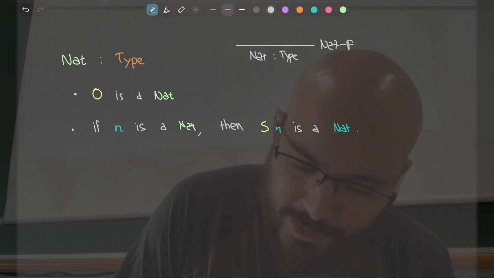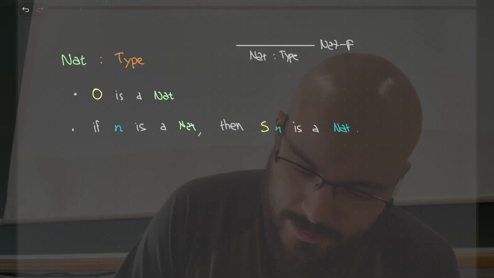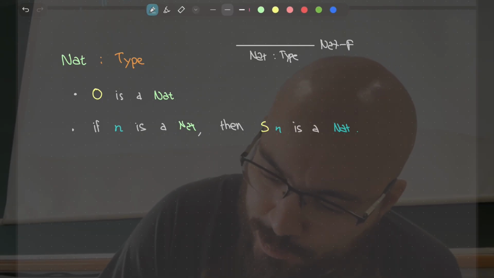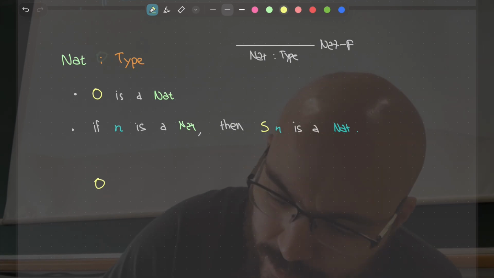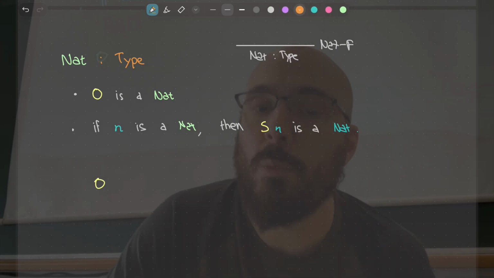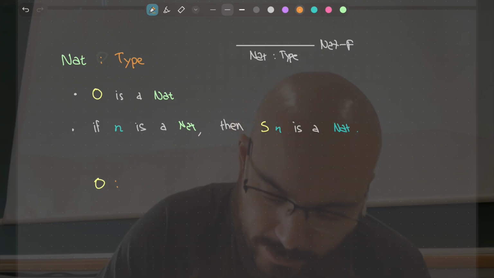Things to discuss here. First of all, what will end up being the type of 0, of this thing? Somebody help me here. Nut, okay.